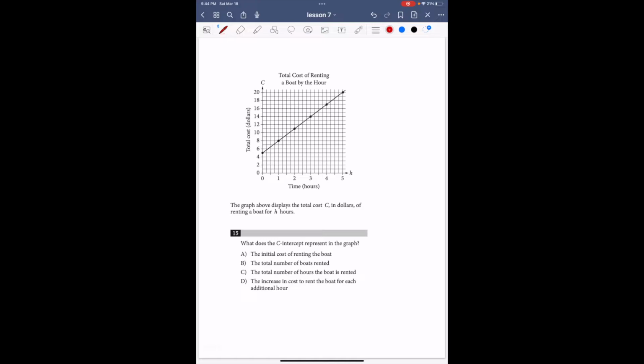What does the c-intercept represent in this graph? So in this graph, we have the total cost is y, and the time to rent the boat per hour is the x, or the h hours. So we want to find the c-intercept, which is pretty much the y-intercept. That's the initial cost of renting the boat, or when there's 0 hours that you have rented the boat, that's the cost.